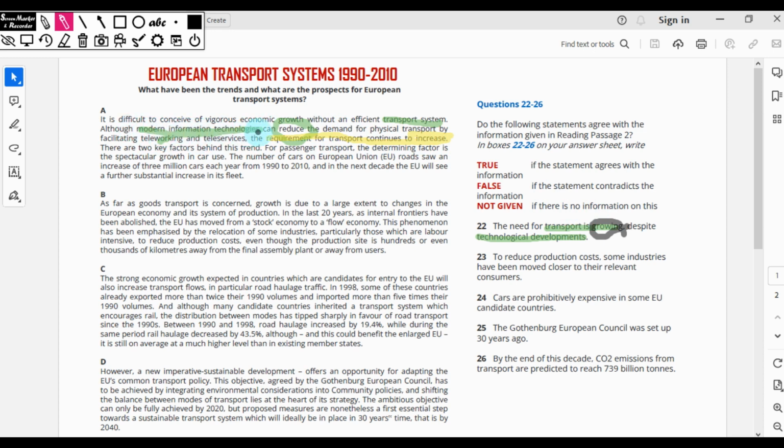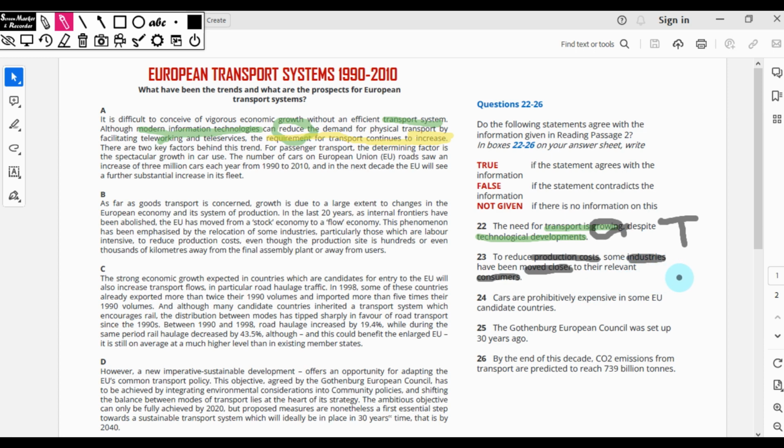All modern technology applied. So in this case it is true. So in the next question, to reduce production cost, it's all about the production cost. Some industries have been moved closer. This is also a keyword. Move closer to relevant consumer. Consumer means customer. Industries is also a keyword.